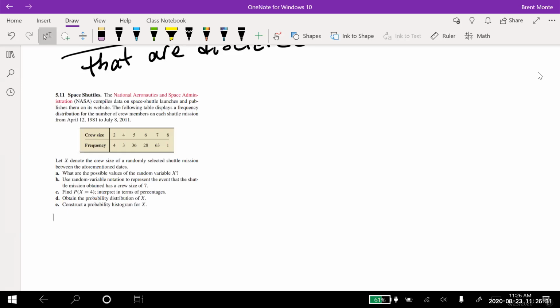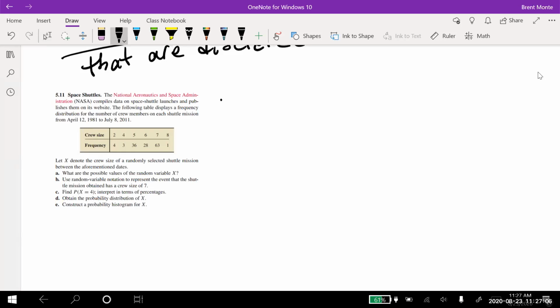Obviously, it's numeric. Obviously, we would count them. And so it satisfies all those parts of the definition. And the randomness of it has to do with, well, it depends on which mission we did. You know, there were 4 different missions that had 2 as the crew size, 3 that had 4, etc. Okay, so let X denote the crew size, that's our random variable, of a randomly selected space shuttle mission between the aforementioned dates. A, what are the possible values of the random variable X?